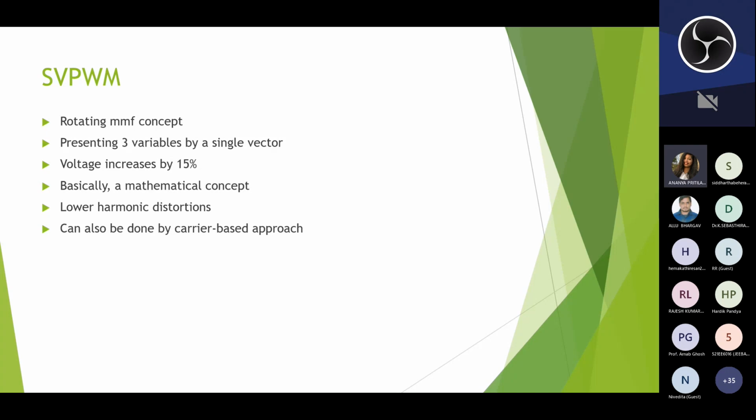As I said earlier, there is an increase in RMS output voltage by 15% compared to the SPWM technique. It has an extremely simple and straightforward physical implementation in a digital processor unit, and it can be implemented within a few microseconds with suitable outcomes.